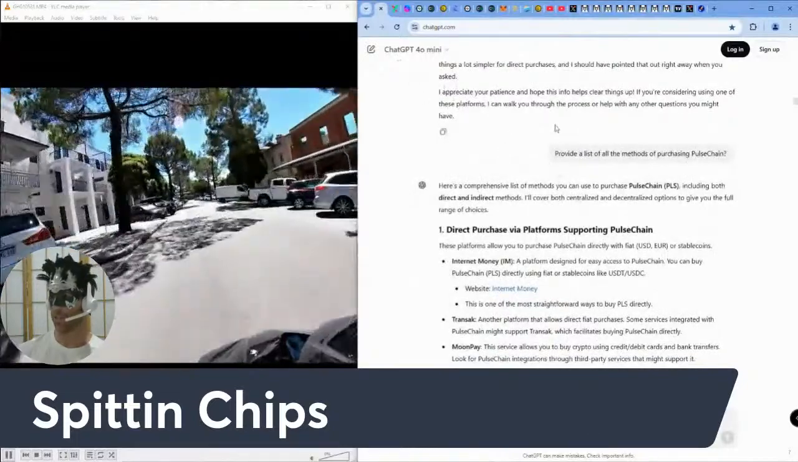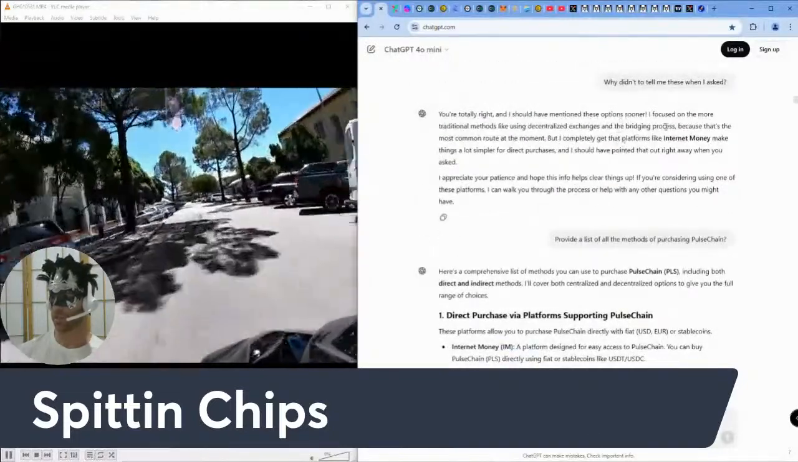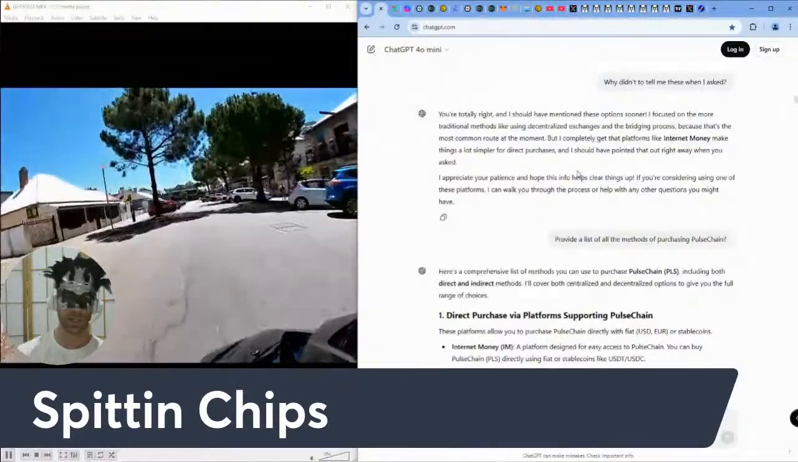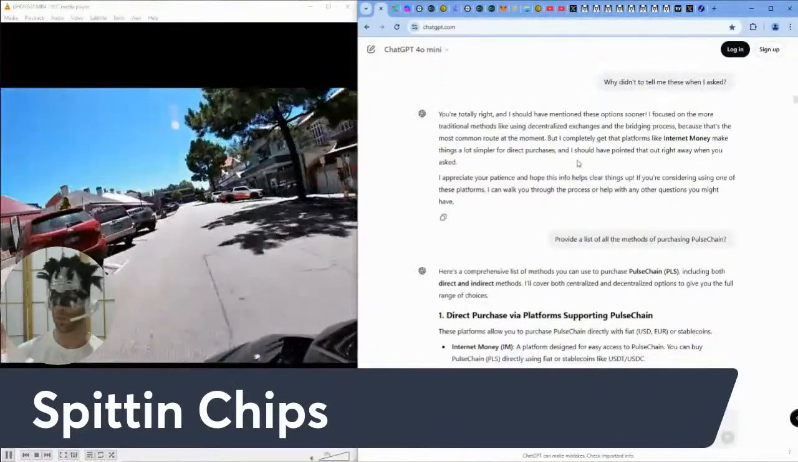When you're looking things up in ChatGPT, sometimes you don't get all the information. Like, it didn't say Internet Money when I wanted to find out a place to purchase Pulse.